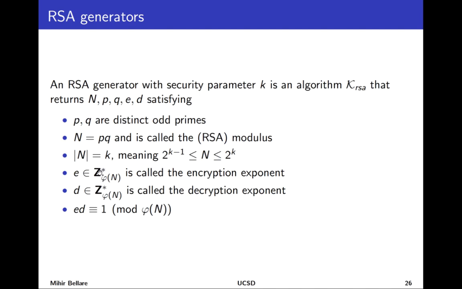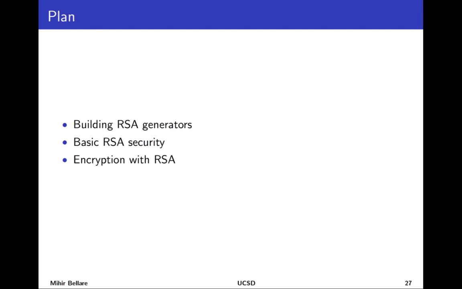e is required to be in this set. It's in Z star phi of n, not n, but phi of n. d is also required to be in the same set, and they're required to be inverses of each other mod phi of n. So all this is set up for exactly the math we saw.